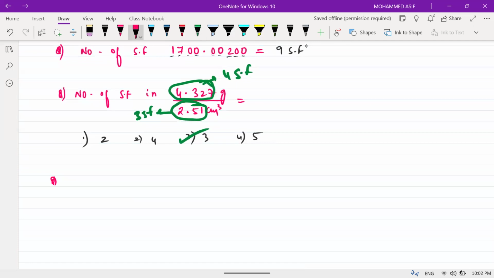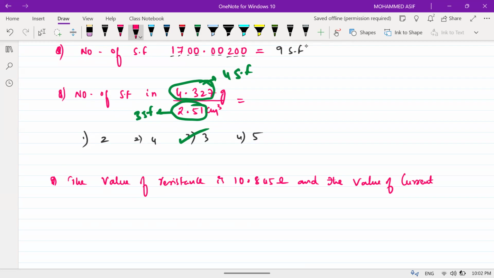Tell me the answer to this question. The value of resistance is 10.845 ohm and the value of current is 3.23 ampere. The potential difference is 35.02935 volt.